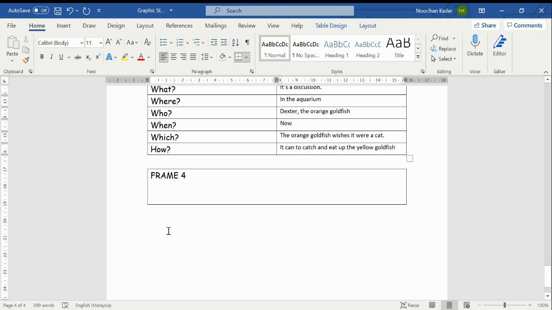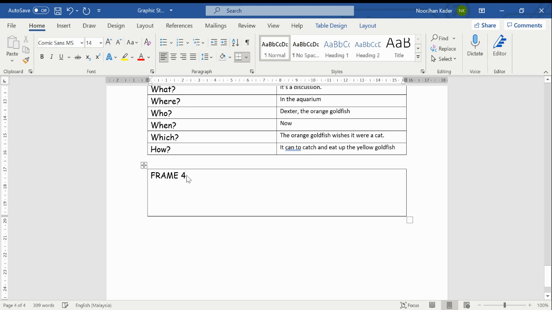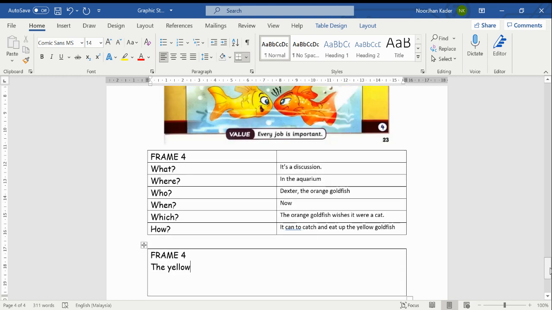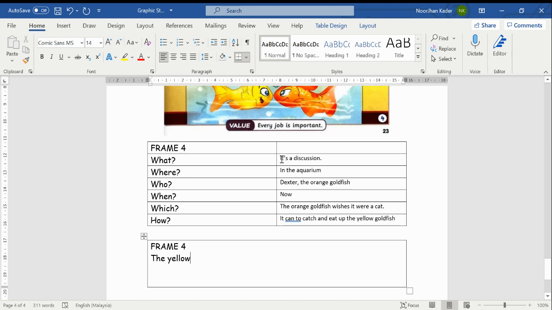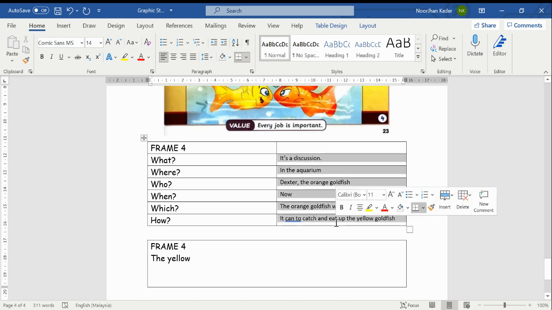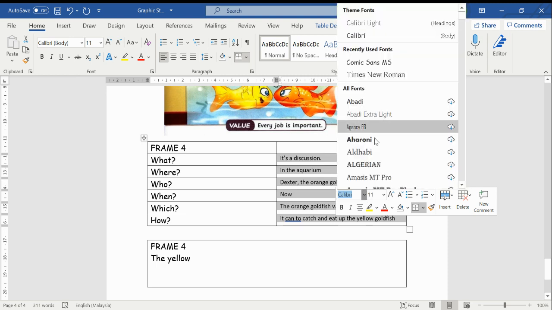Okay. So how are we going to answer for frame 4? You can see here, discussion. Now this is the hardest part, because we are summarizing the visual storytelling into a full narrative with a summary. The last part is a summary.